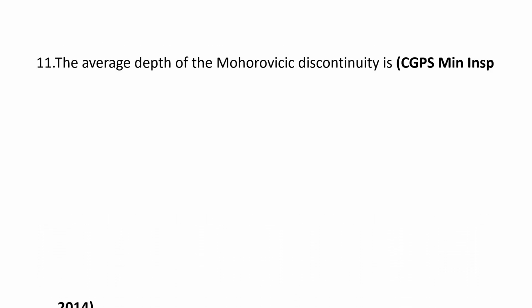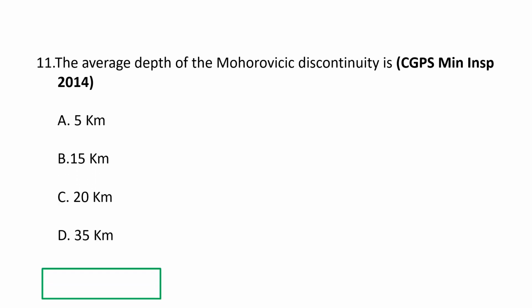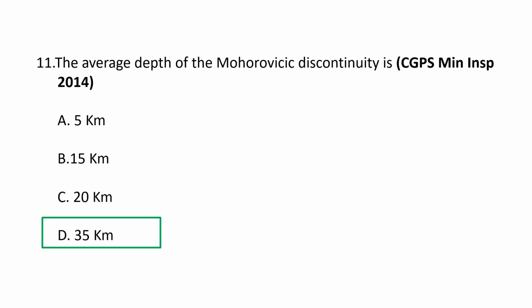Next question. The average depth of the Mohorovičić discontinuity is A. 5 kilometers, B. 15 kilometers, C. 20 kilometers, and D. 35 kilometers. The average depth of the Moho is 35 kilometers.